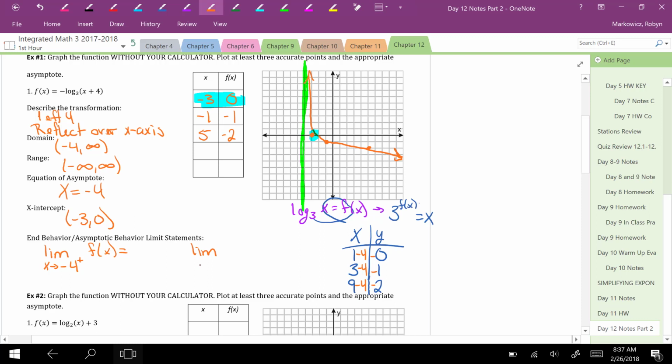All right, I'm going to leave what the function's doing blank for right now. Let's take a look at the right-hand side. X is approaching. Is this end behavior or asymptotic behavior? End behavior. Good. All right, we filled in our domain, right? We have -4 and infinity, just like our domain says.